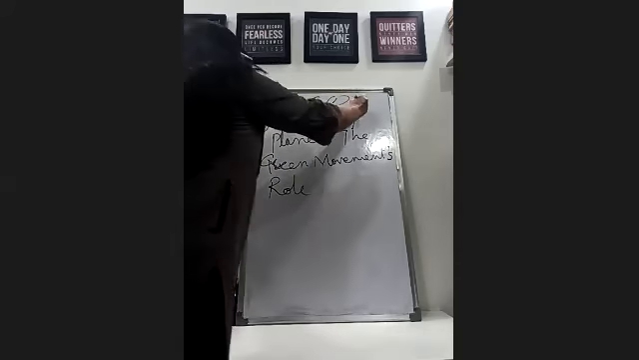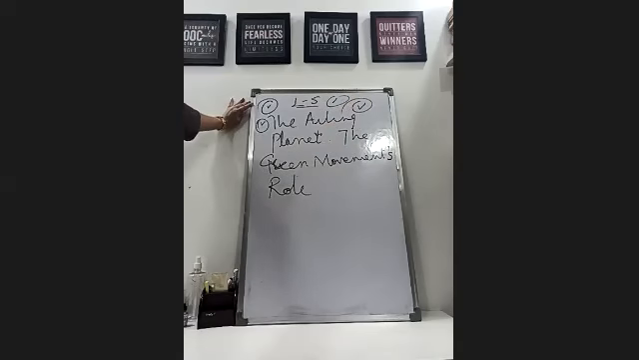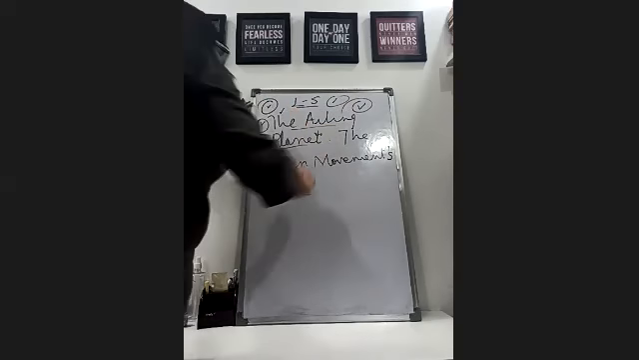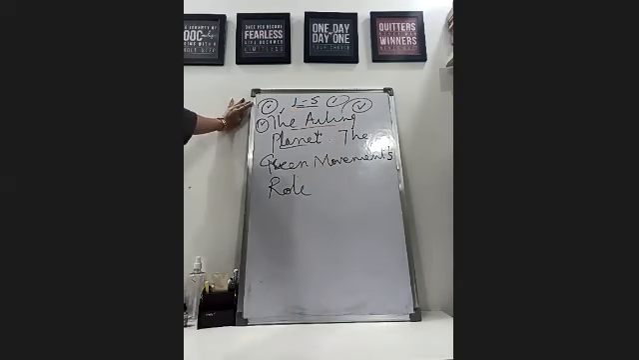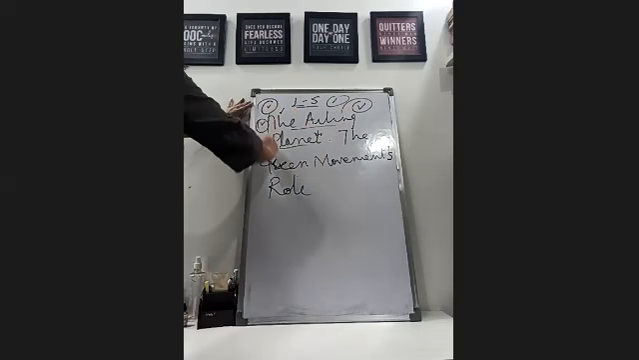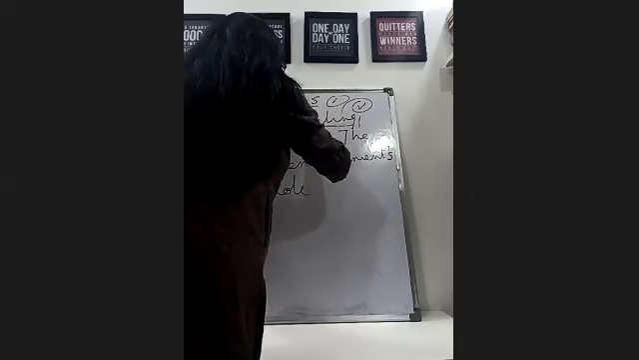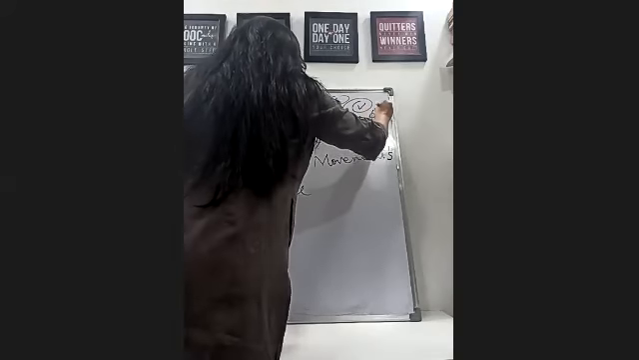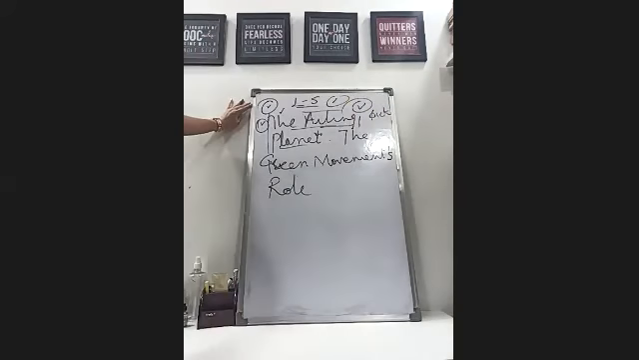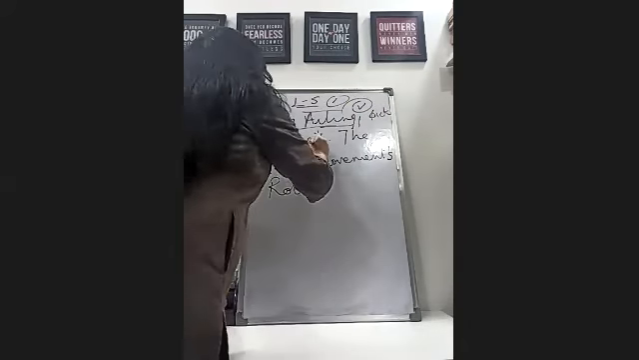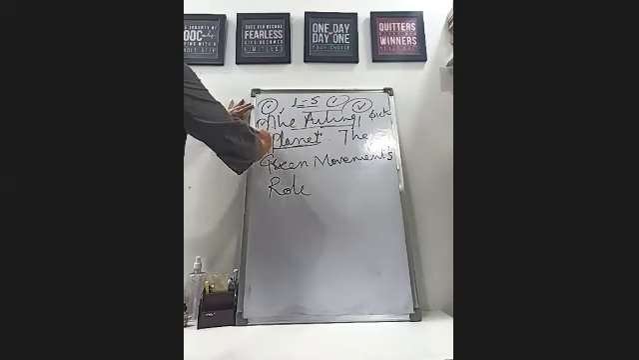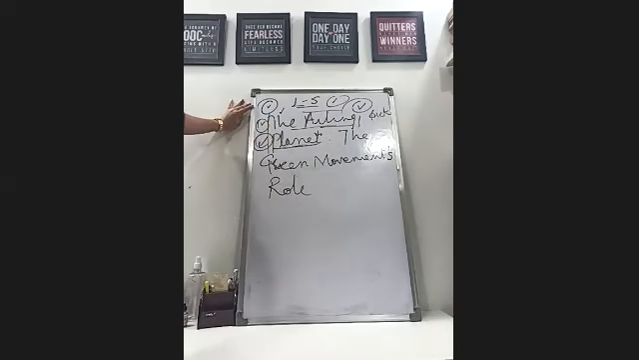So first of all, why is the lesson titled like this? Why is the name of the lesson The Ailing Planet, the Green Movement's Role? If we look at the meaning of ailing, it means sick. So the planet, we're talking about our planet, that is the Earth.